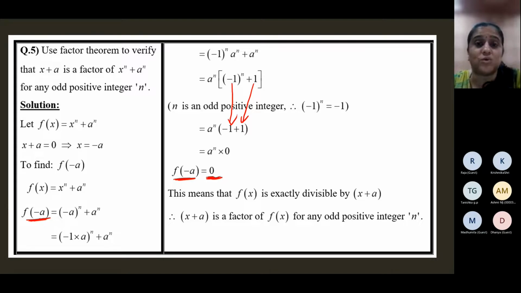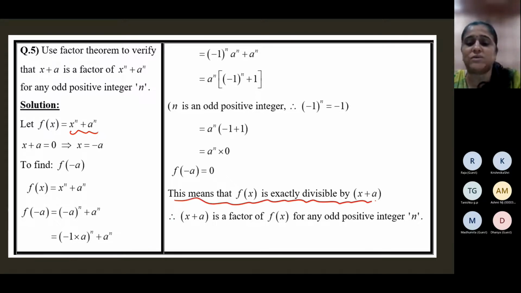The remainder is 0, which means x plus a is a factor of f of x. That's what you'll have to prove: that x plus a is a factor. To prove it's a factor, the remainder should be 0. We have got f of -a is 0. This clearly means that x plus a is a factor of f of x, that is, of x to the power n plus a to the power n. So f of x is exactly divisible by x plus a, because the remainder is 0. Therefore, x plus a is a factor of f of x for any odd positive integer n.